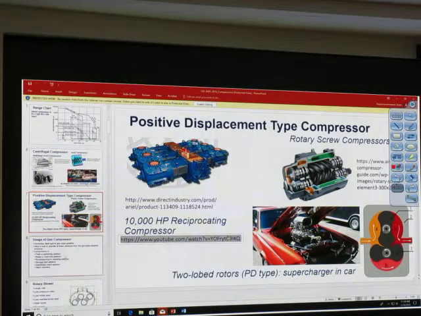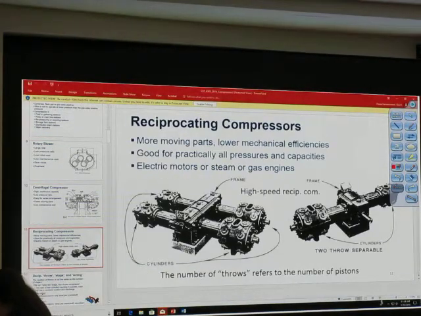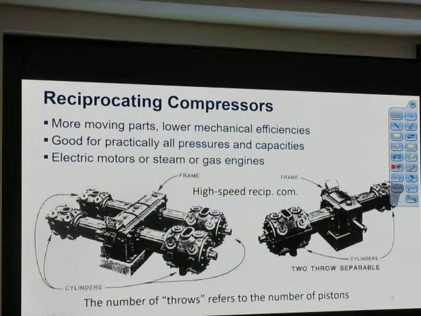Throw. 6 throw. That is on this page. 6 throw. So the number of pistons is the number of throw. Okay. So when we have like 1, 2, 3, 4 piston, that is 6 throw. And does it mean that it has 6 stage? No. The number of stage depends on how many cycles that we compress it.